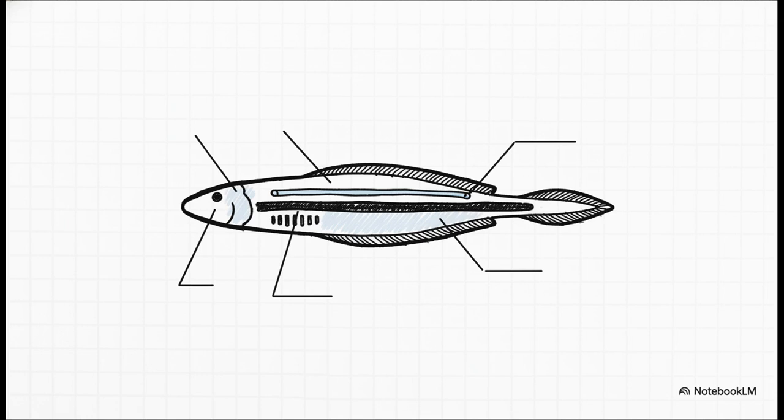So what exactly makes a chordate a chordate? It's not necessarily having a backbone. Instead, it's a shared blueprint with 4 key features that every chordate has at some point in its life. You've got a flexible support rod called a notochord, a hollow nerve cord that runs along the back, gill slits near the throat, and a tail that goes past the anus.